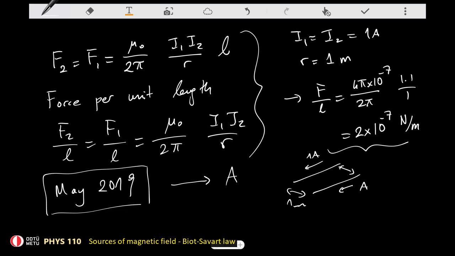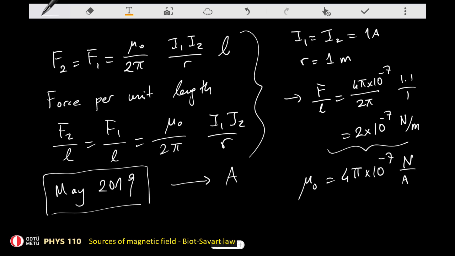So in a way, they defined the ampere unit such that the permeability quantity here, mu 0, is exactly equal to 4 pi times 10 to the minus 7. And the unit is, I believe, I need to look at this. So this is Newton per meter, therefore it's Newton per ampere squared. They had been defining it like that.